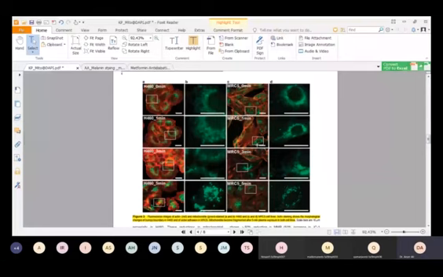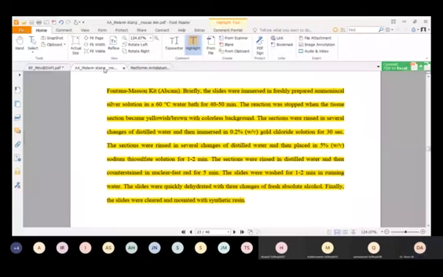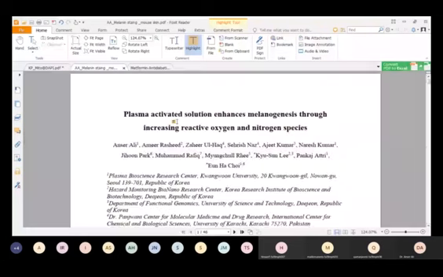Now I will share another publication where they stained tissue with some dyes, and you can learn how we can collect the staining data, how we gather or extract information from that particular data, and how we express it. So here, this is the paper where the researchers worked on plasma activated solution and checked melanin production.